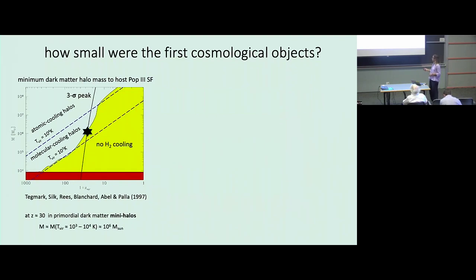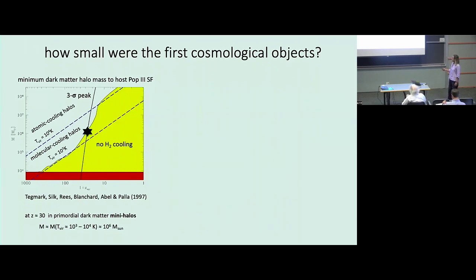a function of redshift. In fact, you see here this yellow region of this parameter space that is excluded simply because H2, molecular hydrogen, is not able to cool fast enough to really trigger the formation of the first stars. You can recognize here these two diagonal lines that mark the transition from molecular cooling halos, the so-called mini halos, and atomic cooling halos, where the primordial gas can cool because of collisional excitation of atomic hydrogen.